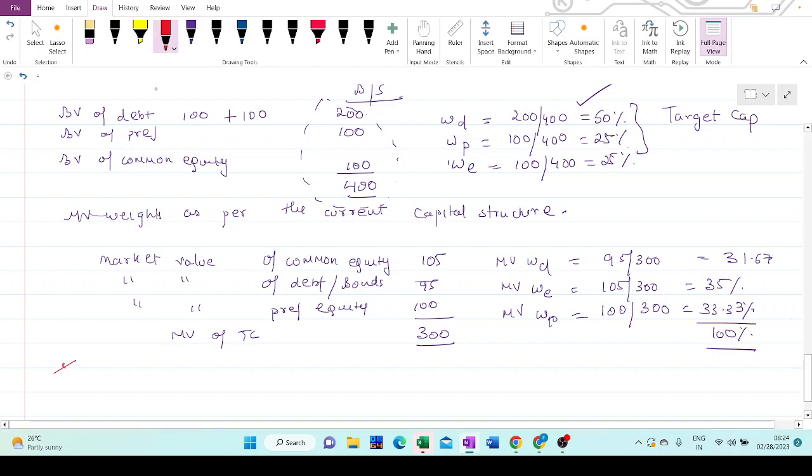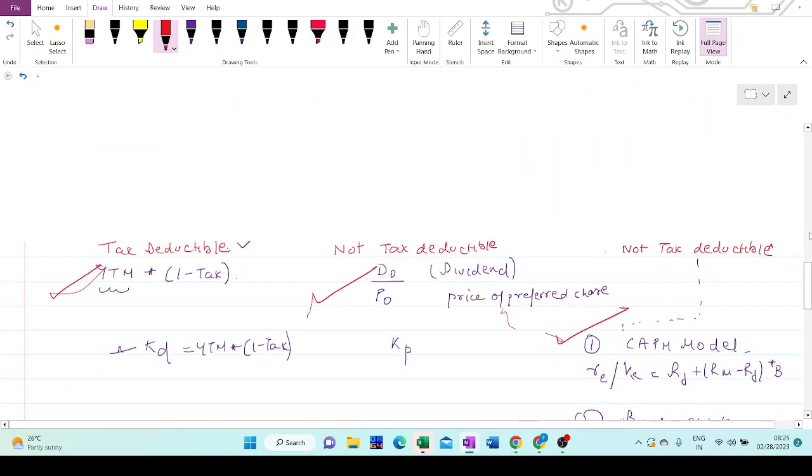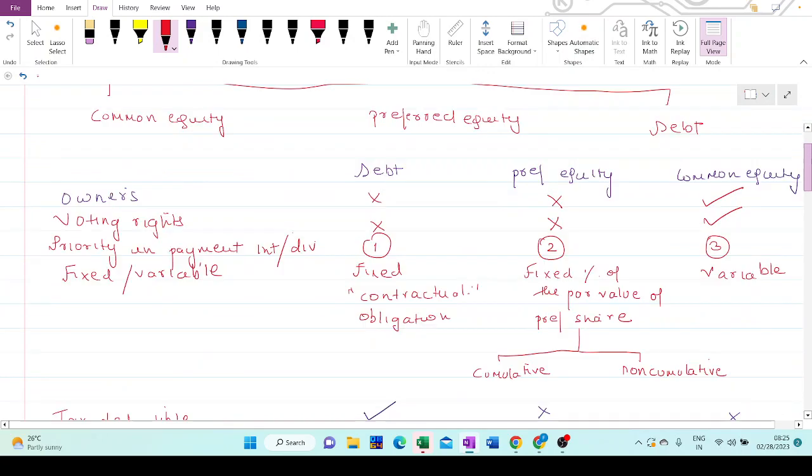Sir, just one thing, getting the data for how much capital they are raising through debt in an organization is very difficult, right?